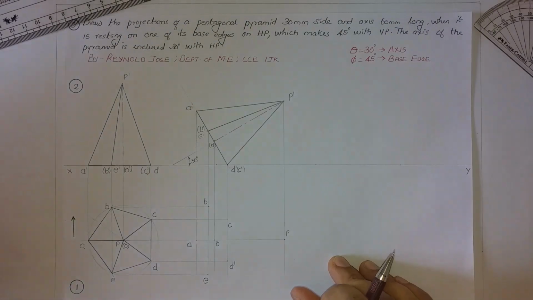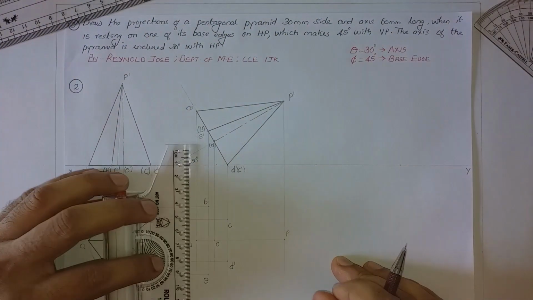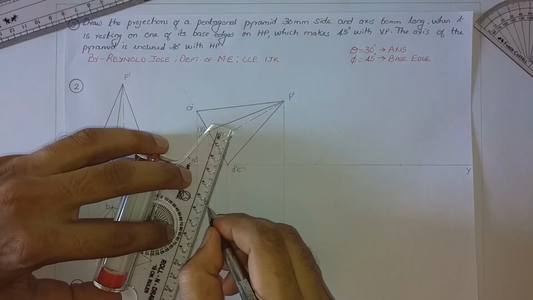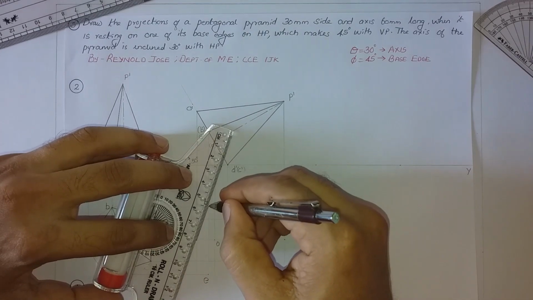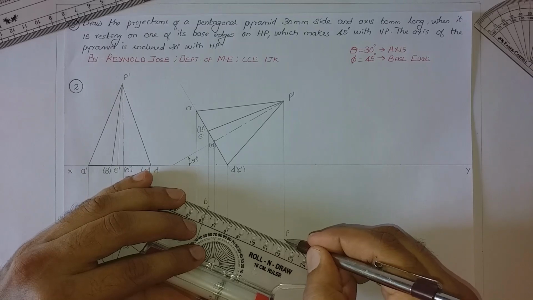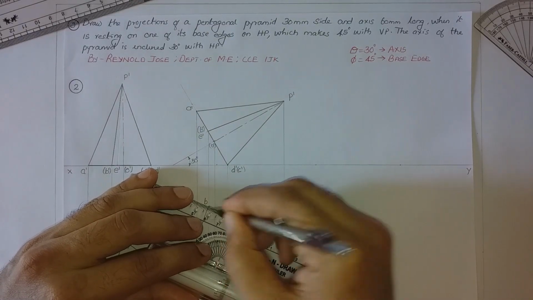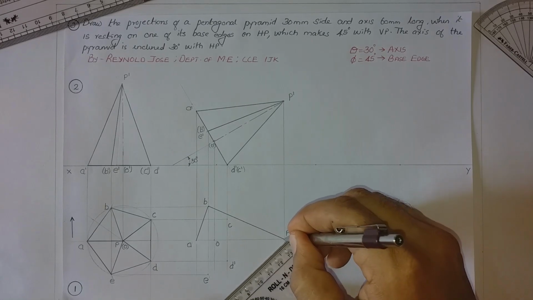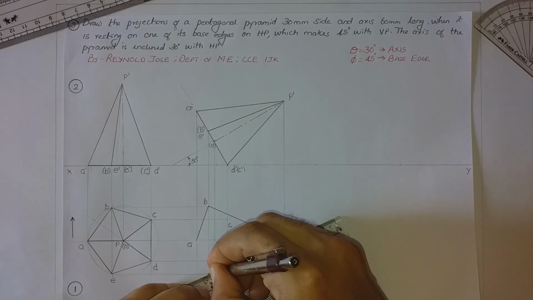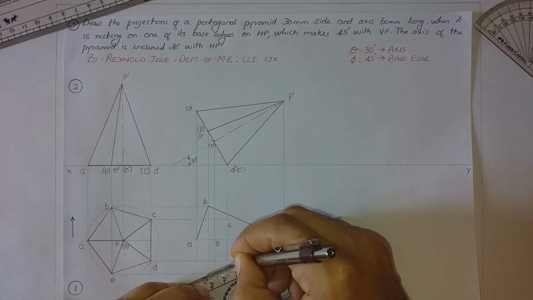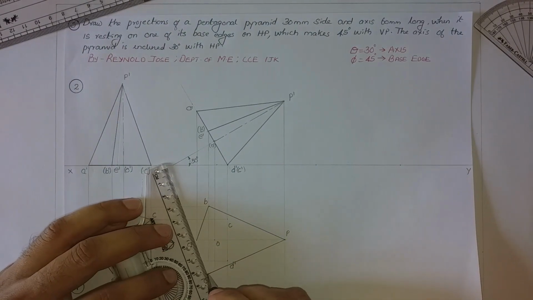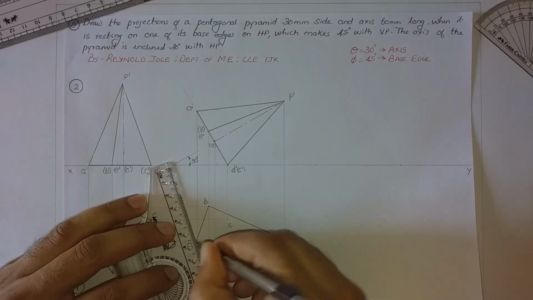Now we shall draw the outline starting from the extreme leftmost end. So starting from A to B, then from B it is BP, then from P it is PE. Then from E it is again A. So this completes the outline of the top view.